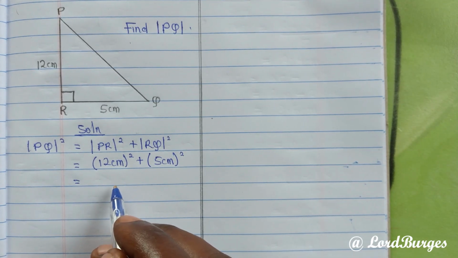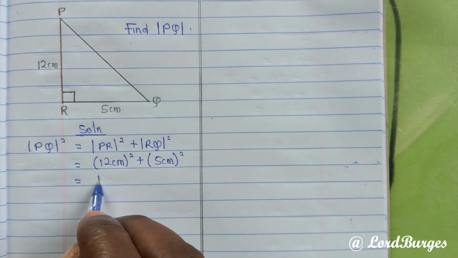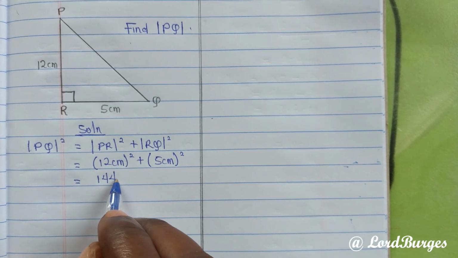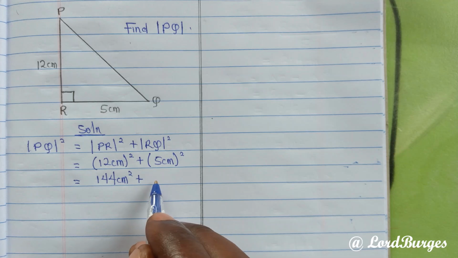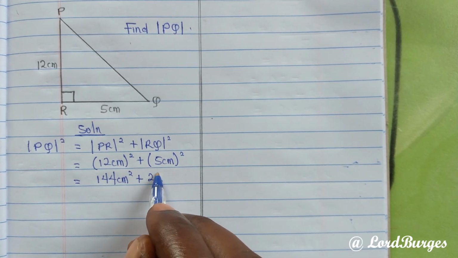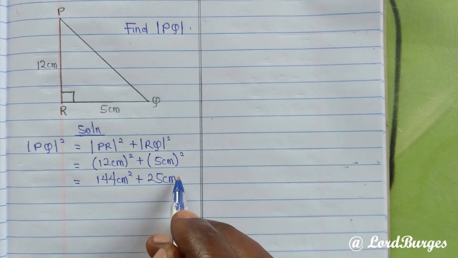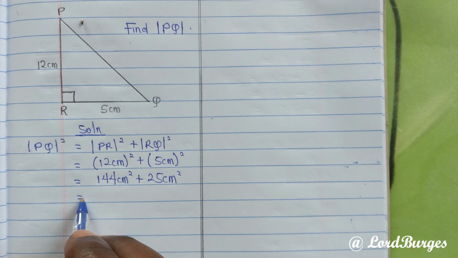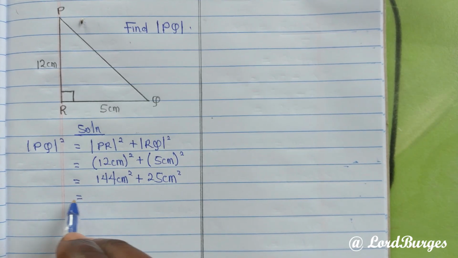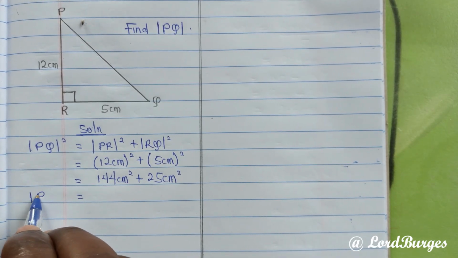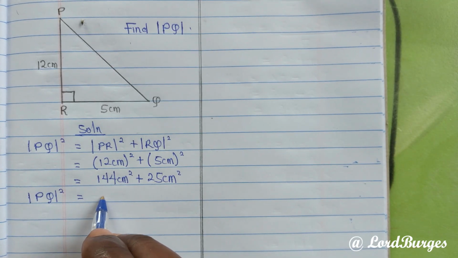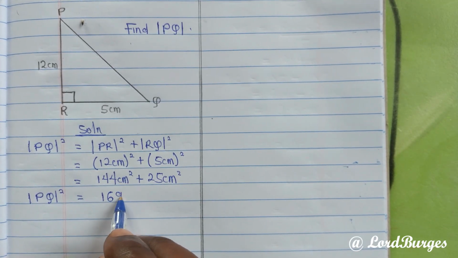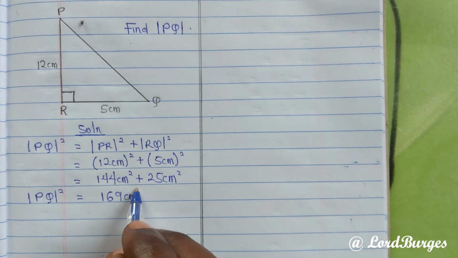So 12 centimeters squared gives us 144 centimeters squared plus 5 squared is 25 centimeters squared. So we now have our PQ squared to be equal to 169 centimeters squared.